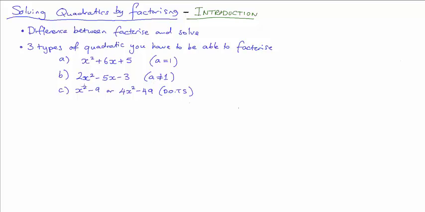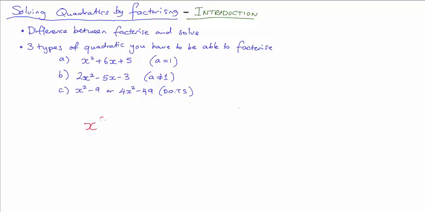When the number in front of it isn't 1, so if it's a 2, a 5, a 3, in reality the method is exactly the same. It's just that these are harder. Right? These are harder. And finally, it's when you've got nothing in the middle. And I'll go into more detail. So this will be difference of 2 squares.